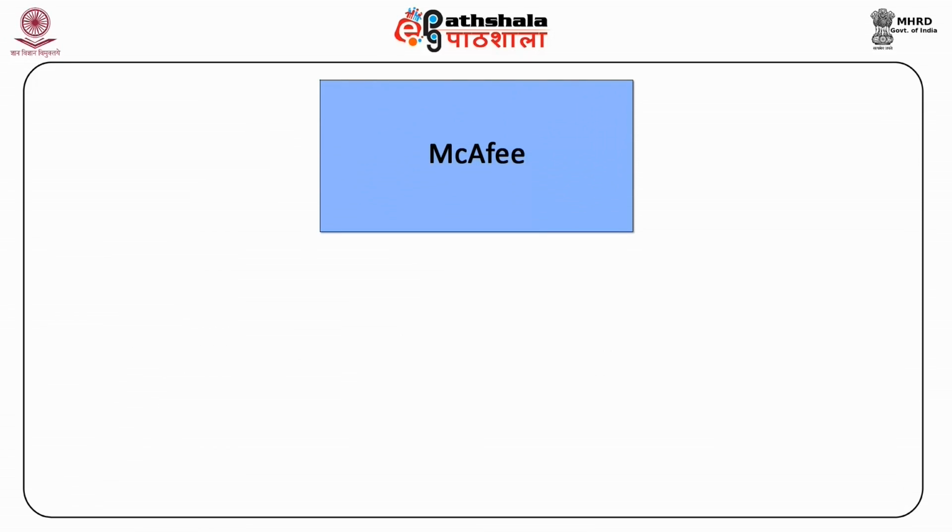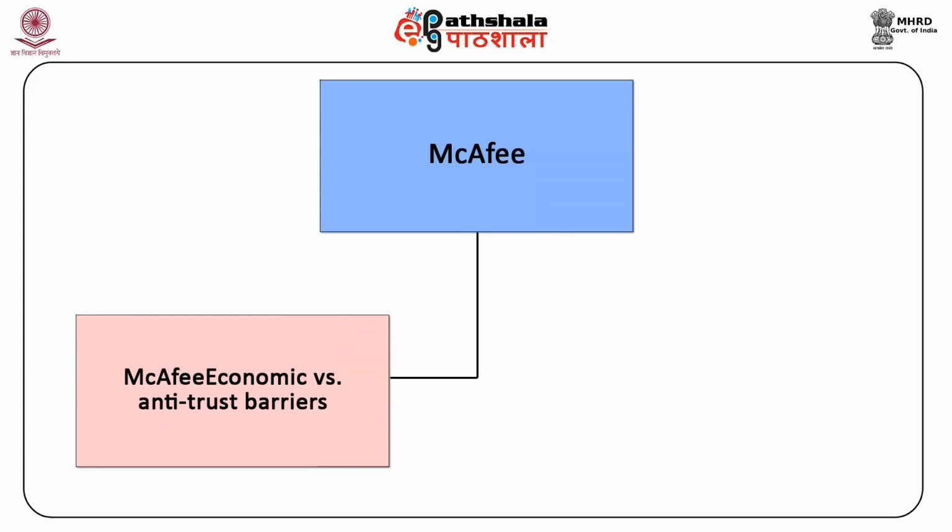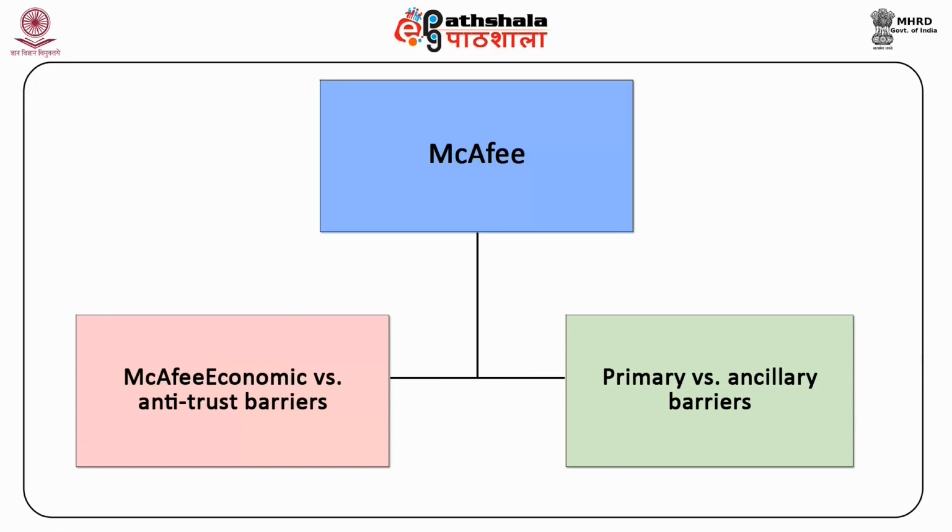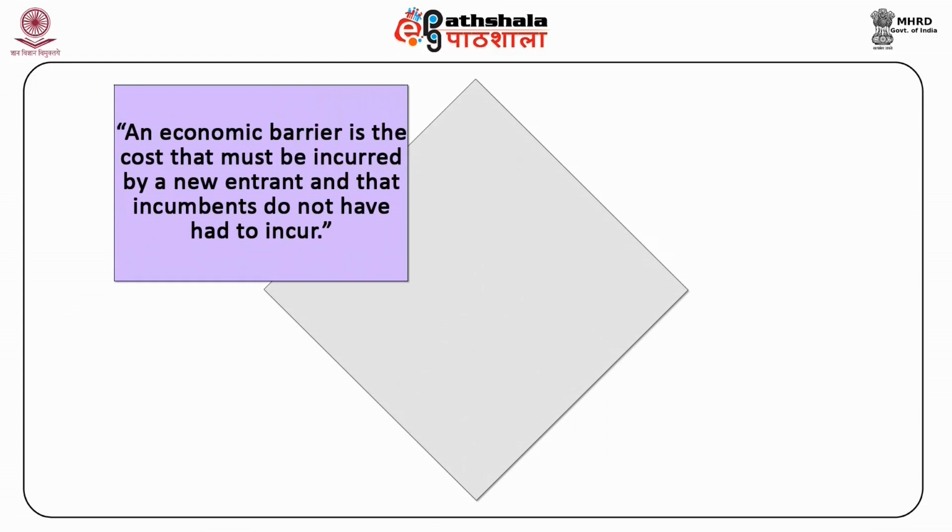McAfee et al. in 1994 gave a two-way classification of barriers to entry in terms of economic versus antitrust barriers and primary versus ancillary barriers. They thus gave the following definitions of entry barriers. An economic barrier is the cost that must be incurred by a new entrant and that incumbents do not have to incur.